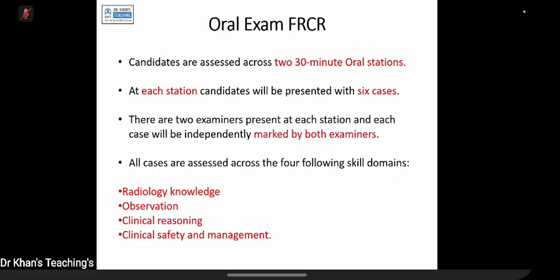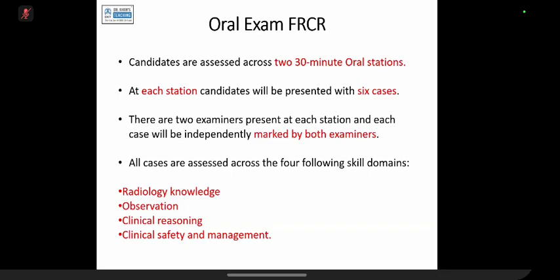But what has changed is that timing has not changed. What has changed is that during this period, examiner number one will show you three cases. Examiner number two will show you three cases. So overall, this will be six cases in one station. Now, when I use the word cases, I mean patients, to keep it simple.